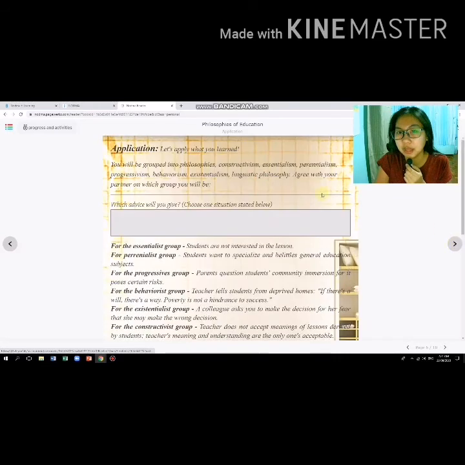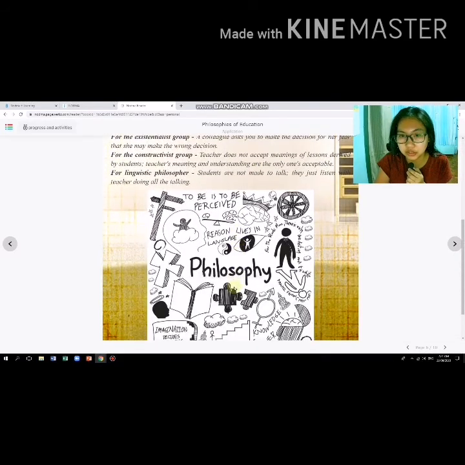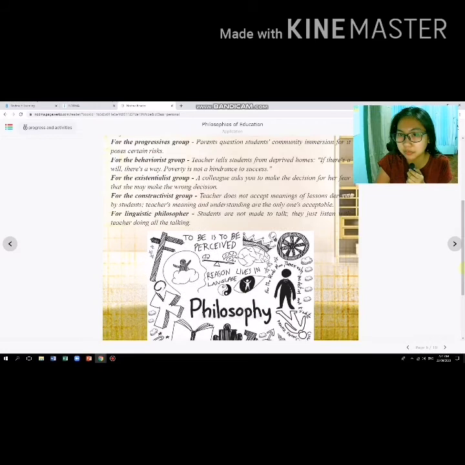And then I have here the application. It's a collaborative activity. They will look for a partner, choose their group, and choose a situation here. And then they will give advice for their chosen situation and write down their answer here in the empty box. And I just put an image here for some reference.